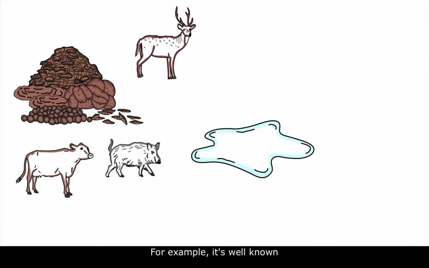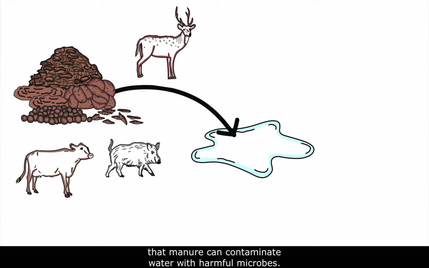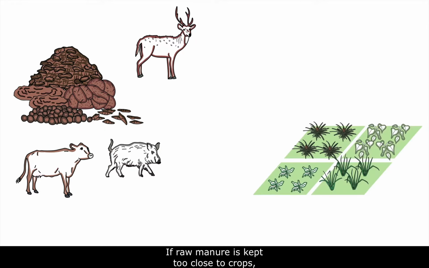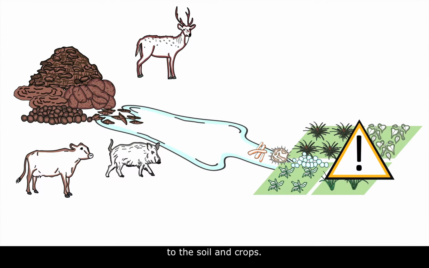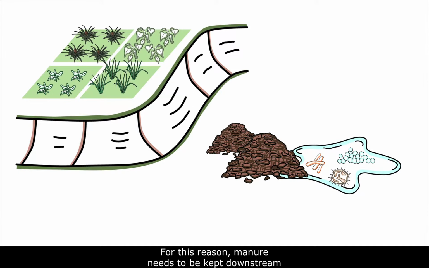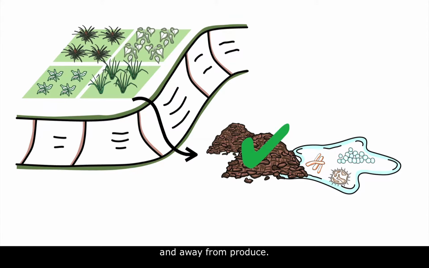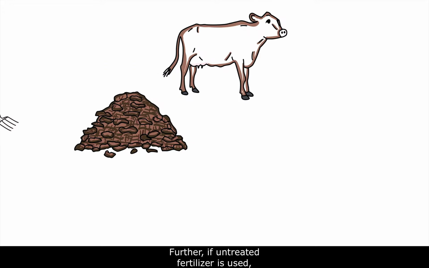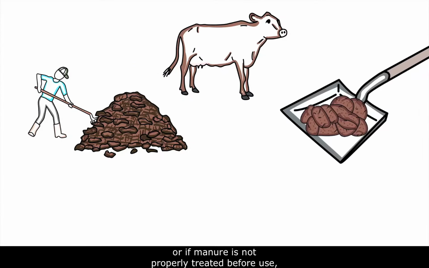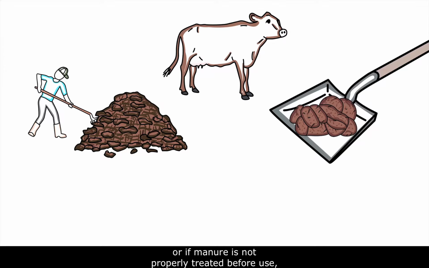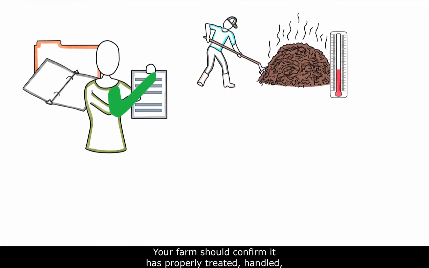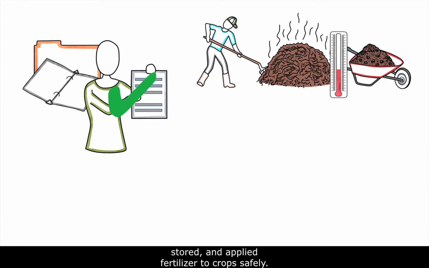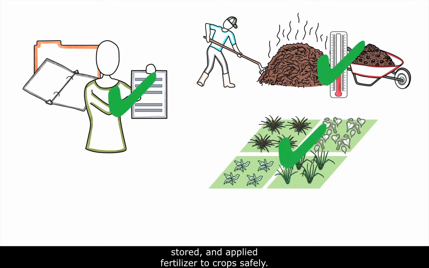For example, it's well known that manure can contaminate water with harmful microbes. If raw manure is kept too close to crops, contaminated water could easily flow from the manure to the soil and crops. For this reason, manure needs to be kept downstream and away from produce. Further, if untreated fertilizer is used, or if manure is not properly treated before use, contamination is possible. Your farm should confirm it has properly treated, handled, stored, and applied fertilizer to crops safely.